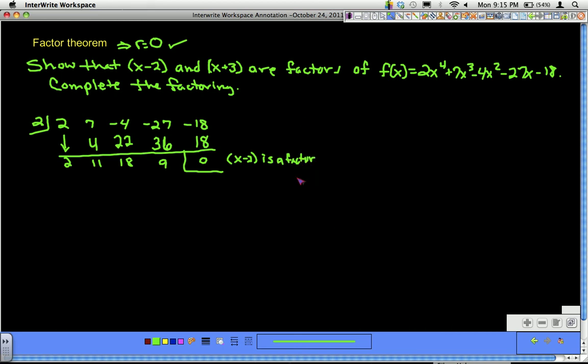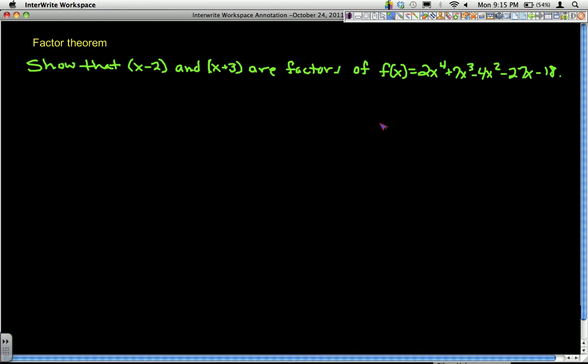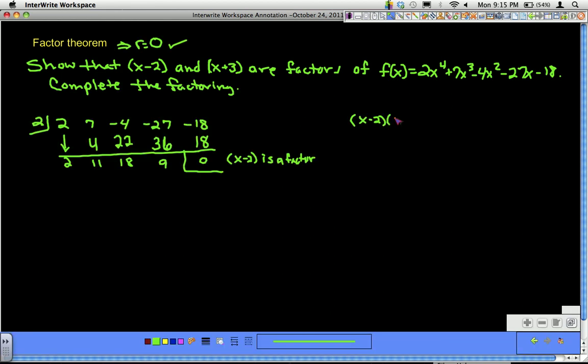Now, right now that leaves us with x minus 2 times 2x to the third plus 11x to the second plus 18x plus 9. Well, we can try and factor what's left here. So normally if we did this one, we would have x minus 2 times 2x to the third plus 11x squared plus 18x plus 9. And as long as this isn't a first degree, we would try to factor this part further. So we will. But this time we're just going to do a repeated division.